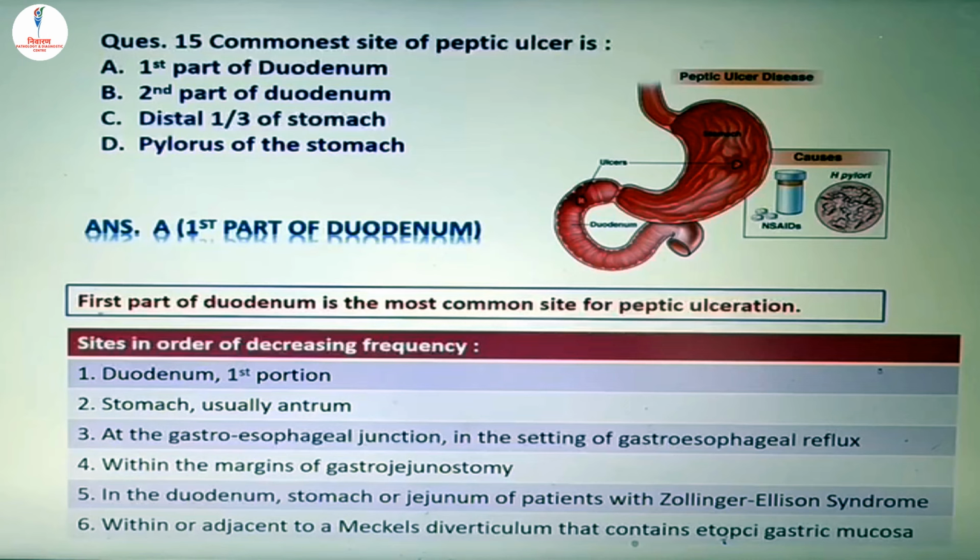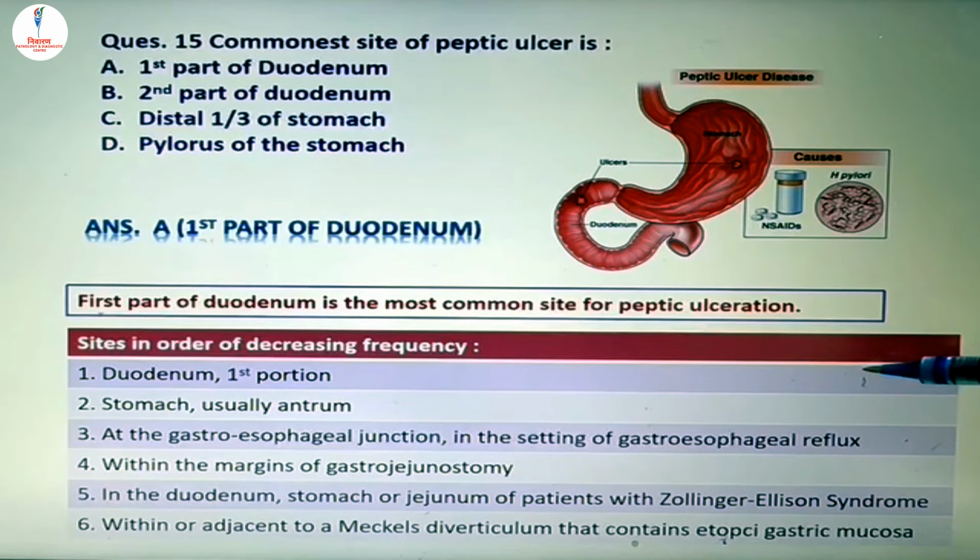Before going to solve this question, we must know that peptic ulcer can occur in the stomach as well as duodenum. Many students think that the stomach can't have ulcers because it has a thick leather wall. It is wrong. Stomach also can have ulcers, but in the antrum part. So the commonest sites in decreasing frequency, from the commonest to the least common, are as follows.